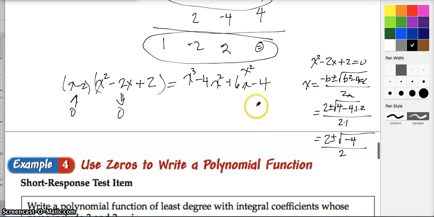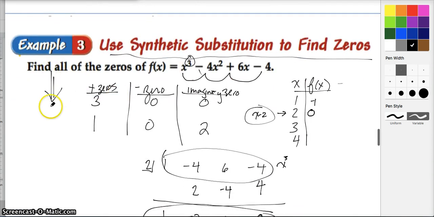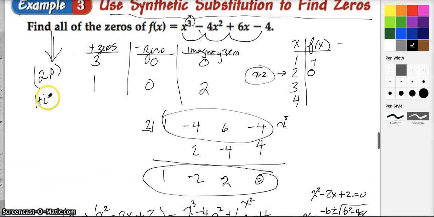Look at these bad boys looking at me. So I'm going to write it over here, 2 plus or minus the square root of negative 4 is 2i, over 2. Divide 2 into both terms. My 2 answers are 1 plus i and 1 minus i. So my roots are, they asked me to find all of the zeros. So all of my zeros are, I've got 2, and I write it as 2, 0, right? That's a zero, plug it in. And then I have 1 plus i and 1 minus i.